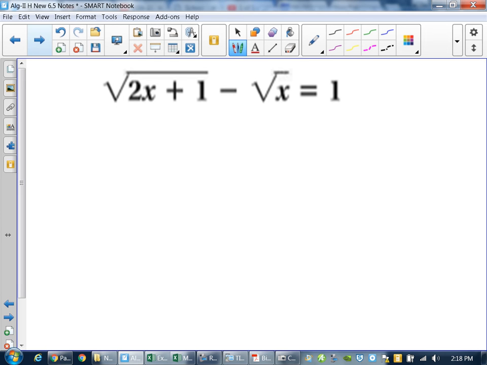what you want to be able to do is set it up so you can square both sides. So, in doing so, move the root x over. We get the square root of 2x plus 1 is 1 plus root x. So now you have to square both sides.